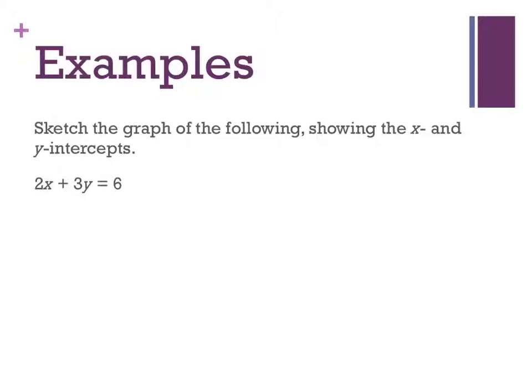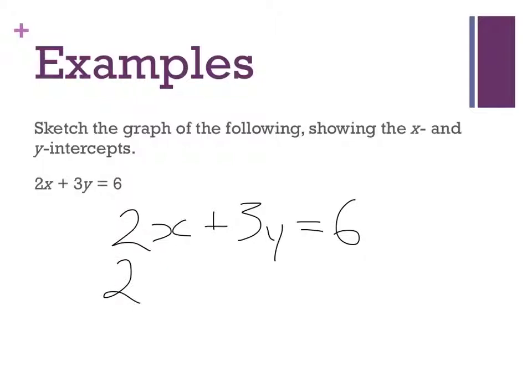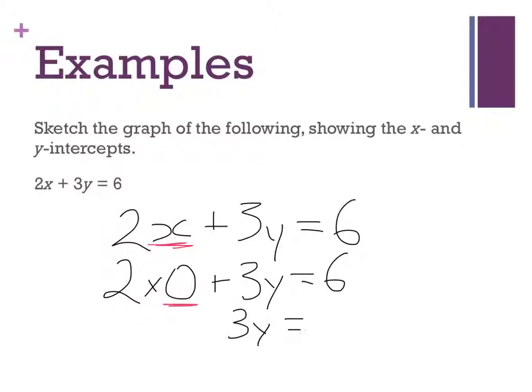I said that to find the y-intercept, I have to substitute x for 0. So 2x plus 3y equals 6. I'll substitute this for 2 times 0 plus 3y equals 6. So I've substituted. I said before, if I substitute x for 0, that will give me my y-intercept. Now all I need to do is work it out. 2 times 0 is 0. 3y equals 6. If 3y equals 6, how do I find out what 1y equals?